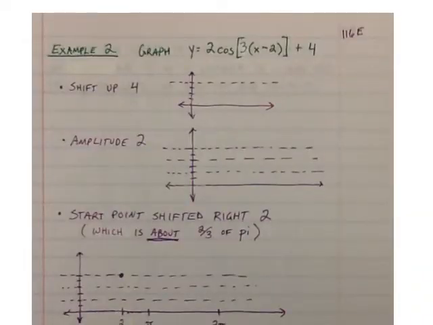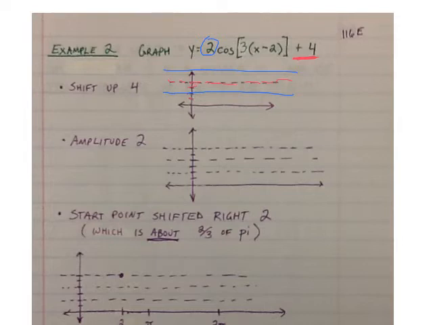Alright, so our notes will finish on page 116E, and I walk us through drawing a transformed cosine function. And like before, the first thing I noticed was it shifted up 4 units. So I draw my horizontal line at 4 units up. Then I notice that the amplitude is 2. So I'm going to draw a horizontal line 2 above and 2 below my center line, and you can see that in the second drawing.